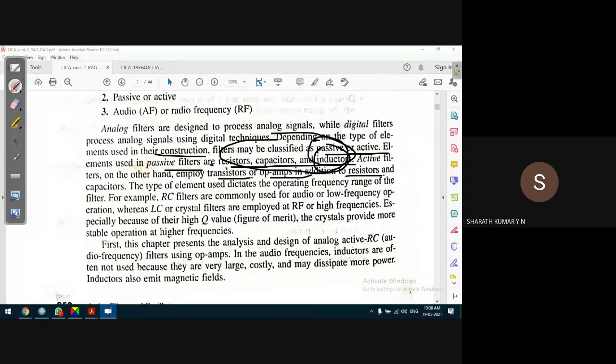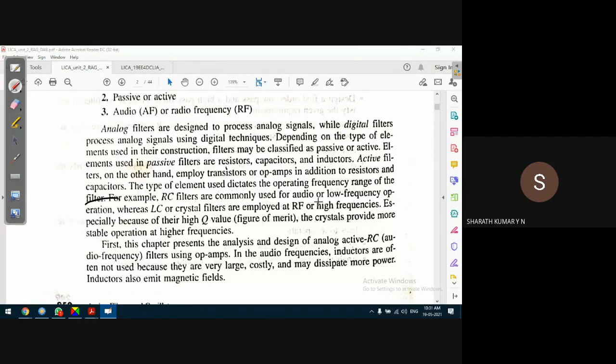Transistors and op amps alone are semiconductor devices and cannot be used as a filter as they are, but it is always advantageous to employ transistors and op amps in filter applications, because they have their own advantages. They provide very high gain, impedance matching, and noise cancellation. There are a lot of advantages of using active elements. So the type of elements used indicates the operating frequency range of the filters.